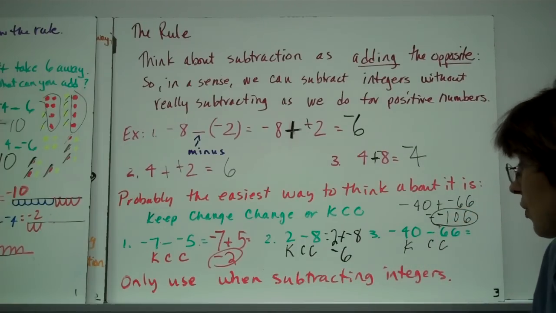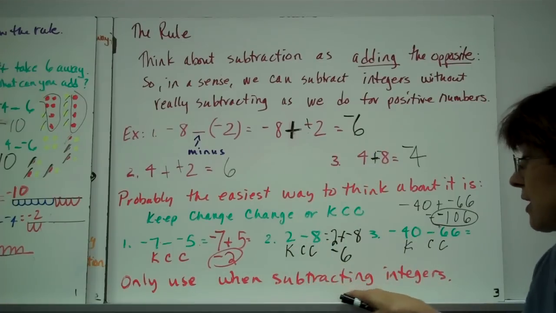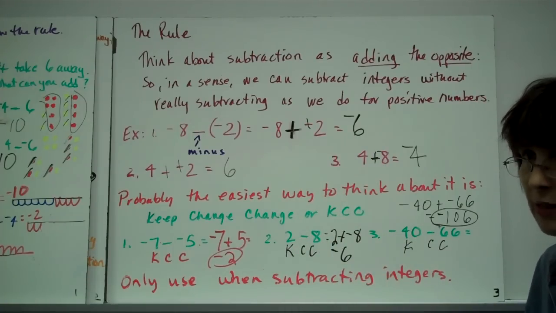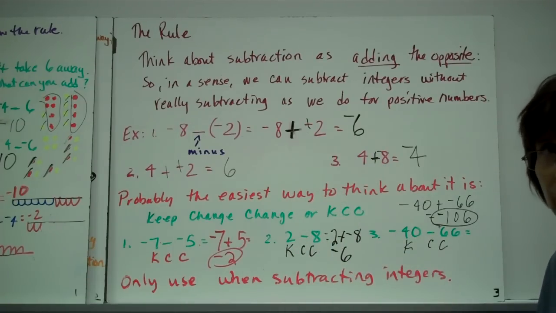All right? So make sure you do this rule only when you see a subtraction sign in between the two numbers, not when you see a plus sign. When you see a plus sign, we use the rule that we've already learned, the jingle bell rule.